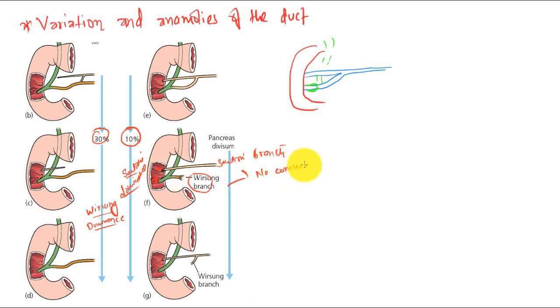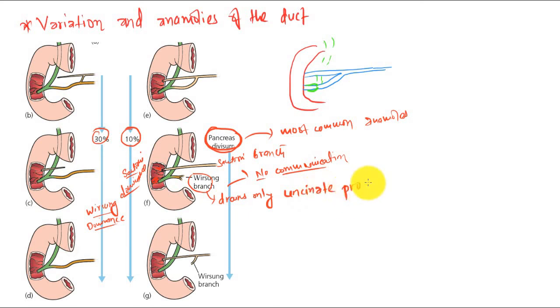So in this course, this is the Santorini branch and this is the Wirsung branch. There is no communication between the Santorini and Wirsung in this process, leading to pancreatic division. That is, the pancreas is divided into two parts, which are drained by two different ducts, and it is one of the most common anomalies. And the Wirsung branch drains only the uncinate process in this sort of anomaly.